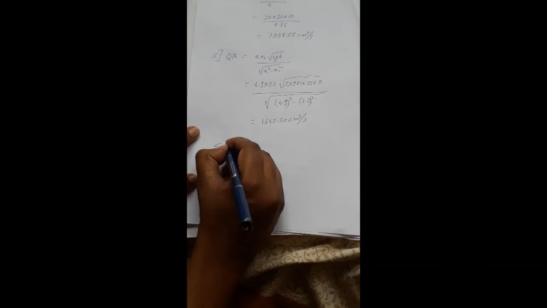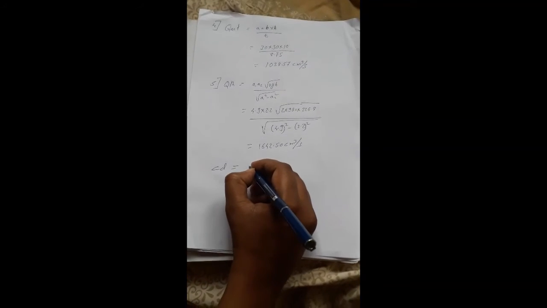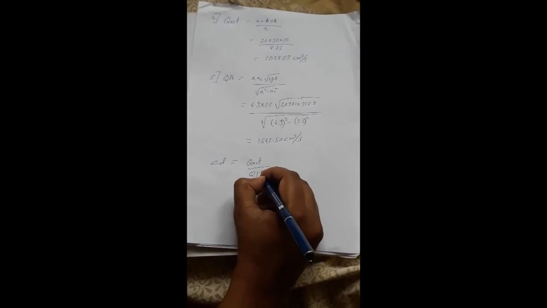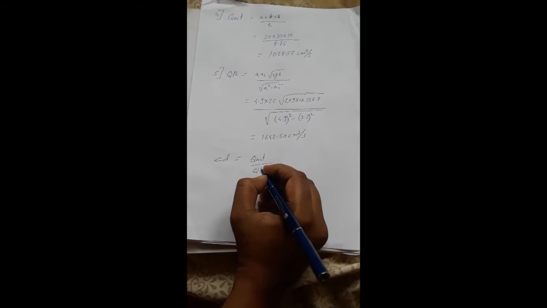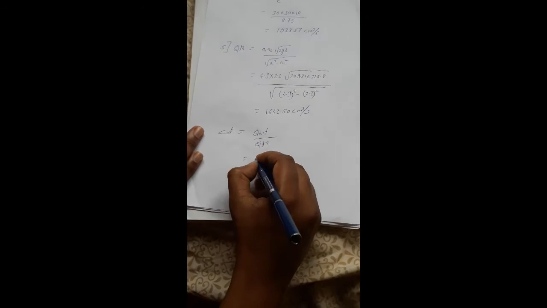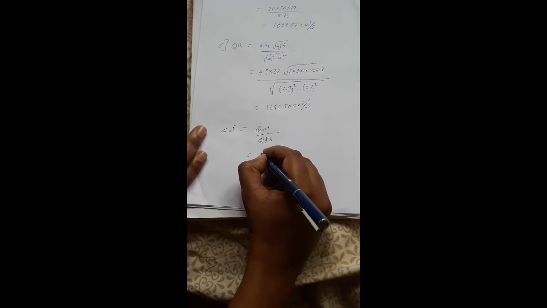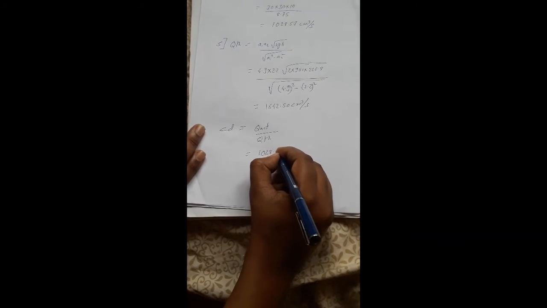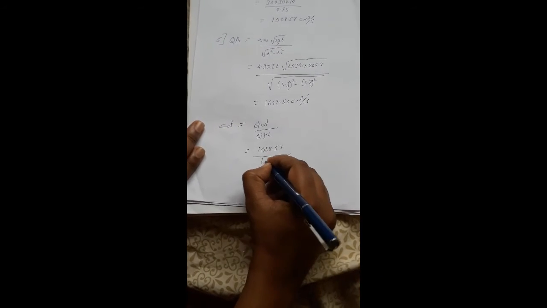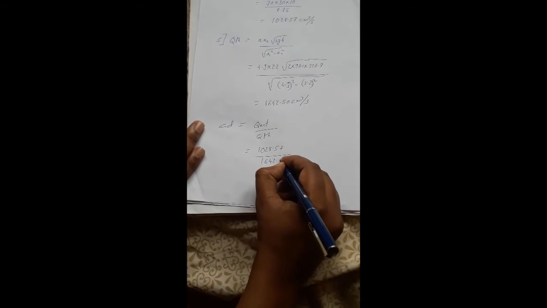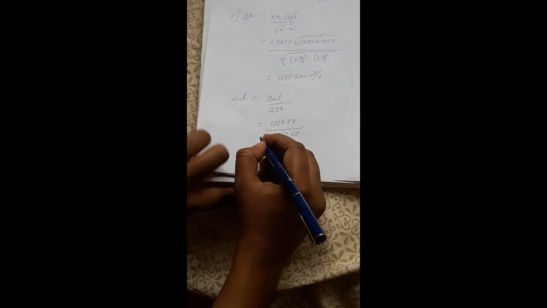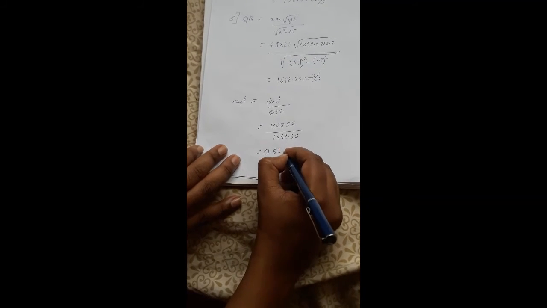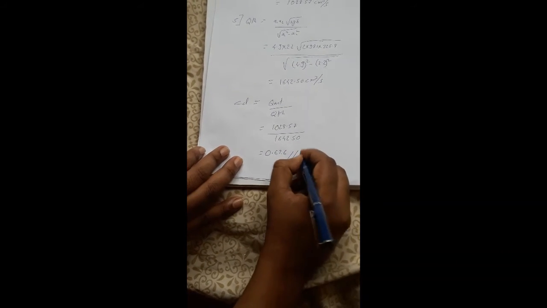So now we are going to find CD. So CD equals what? Q actual by Q theoretical. So we are going to find that. Now we have the value of Q actual, that is 1028.57, divided by 1642.50. Okay, so we will have a value of around 0.626. So this is the value of CD.